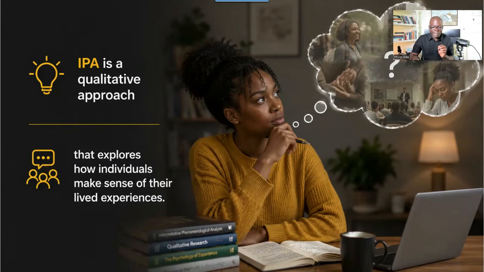So that's the basic understanding of interpretative. Whenever you are doing a research and you want to not only capture participant experience, but you want participants to make sense of that experience so that you can also make sense of that information that they have given you, that is interpretative phenomenological analysis.